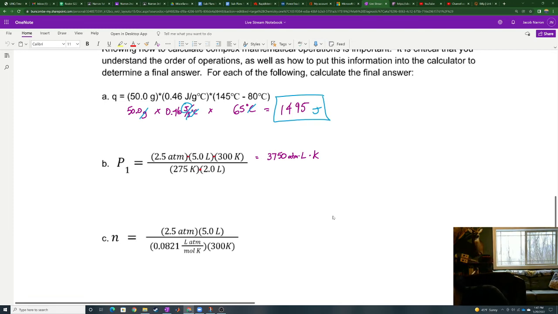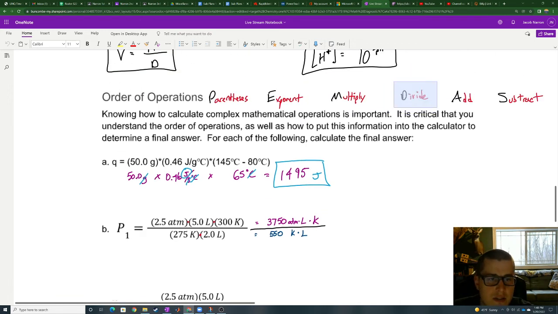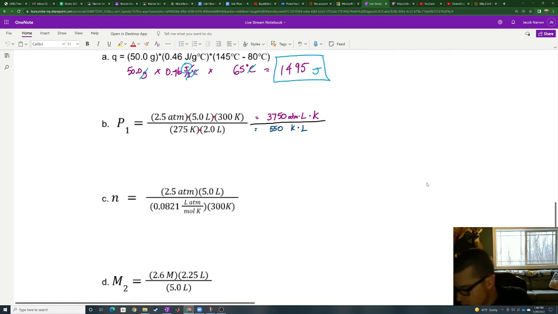So I've got 275 times 2, and I get 550. Okay, 550 what? Kelvin times liters. There you go. And so think about it. We did multiply. We've got to remember, though, these are still being divided together. And hey, that's the next thing to do. So I'm going to do 3750 divided by 550.